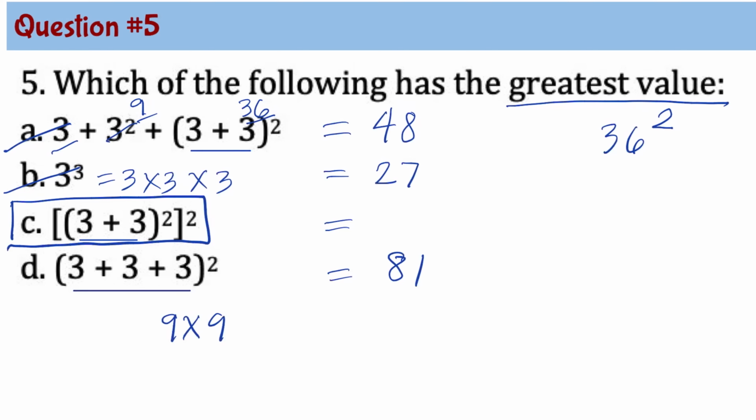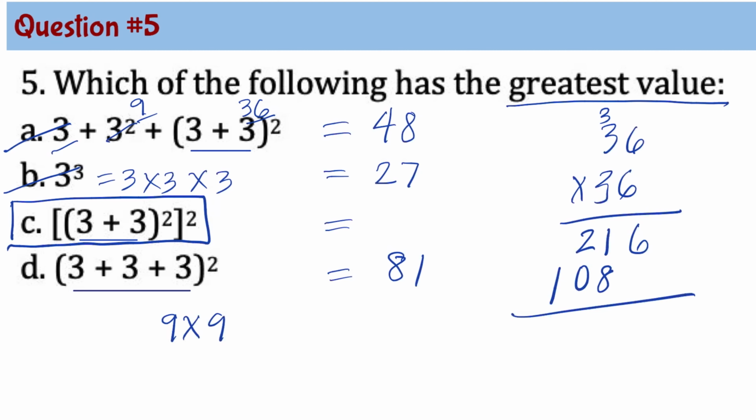So 36 squared means 36 times 36. If you multiply that, we have 36 times 36. 6 times 6 is 36, carry 3. 6 times 3, 18, plus 3, 21. Now we multiply 3 by 6, 18. Carry 2, 3 times 3, 9, plus 2 is 10. So the answer is 1296. And indeed, letter C is bigger.